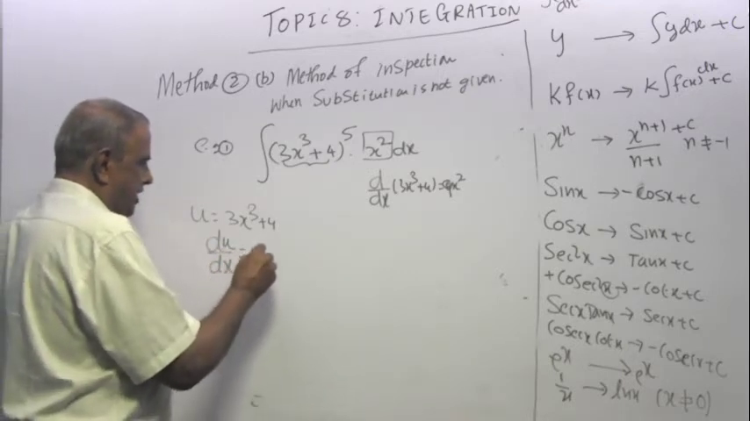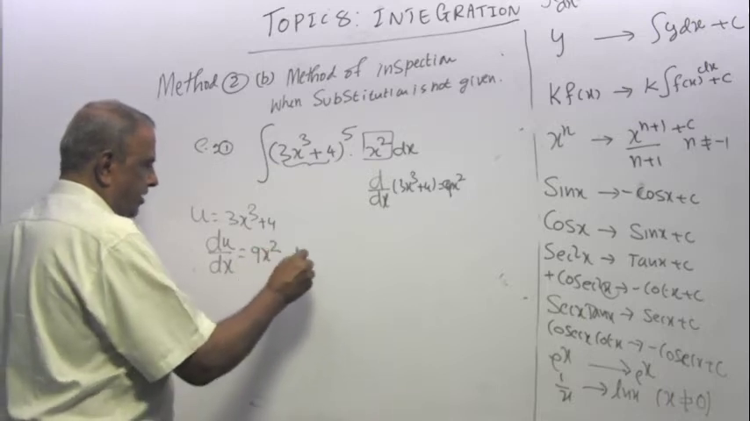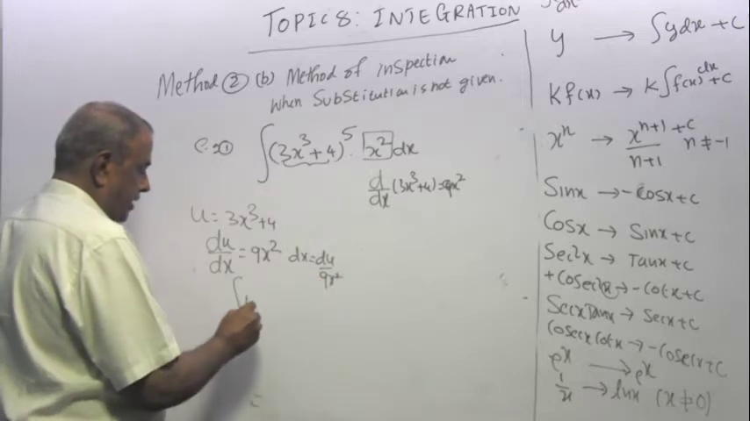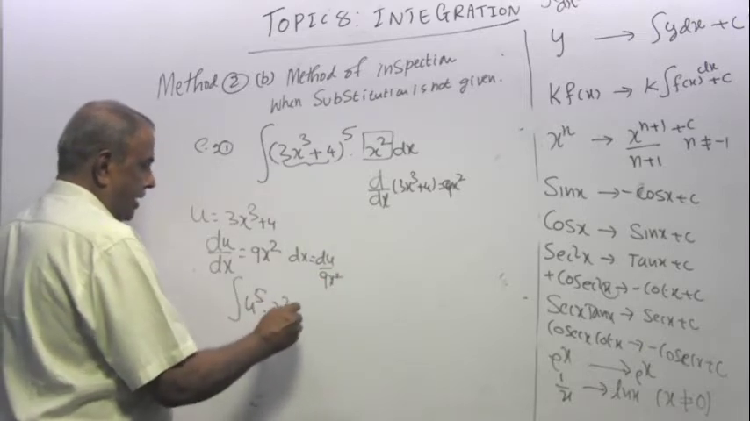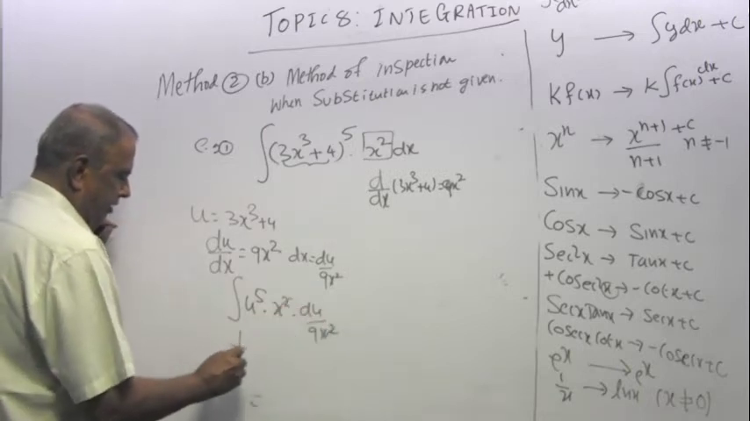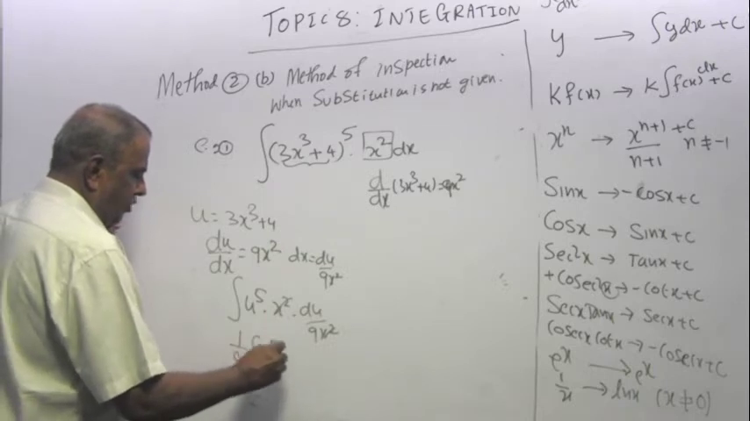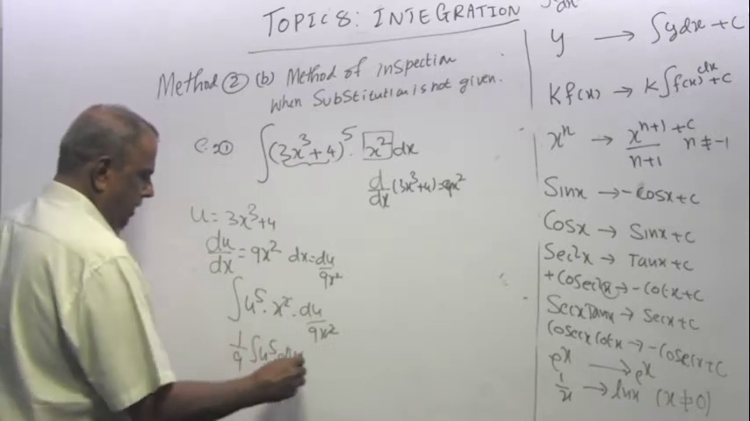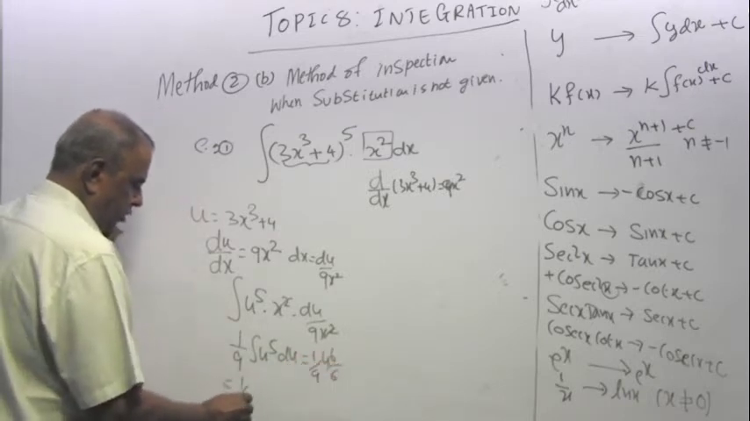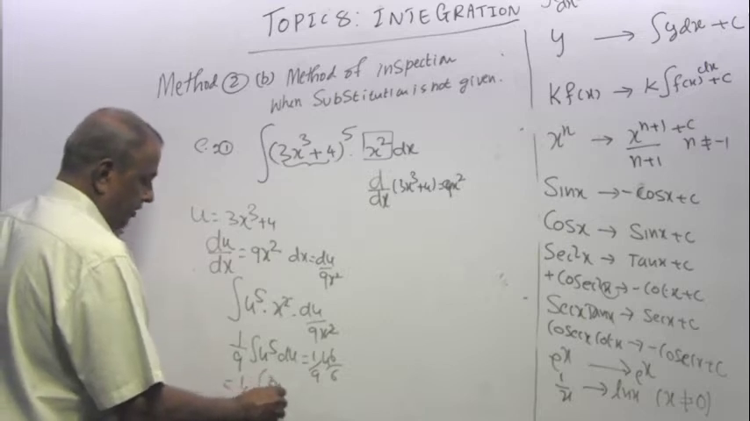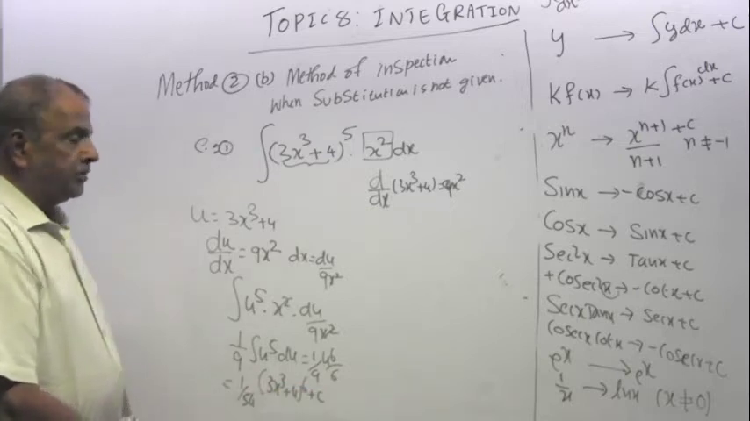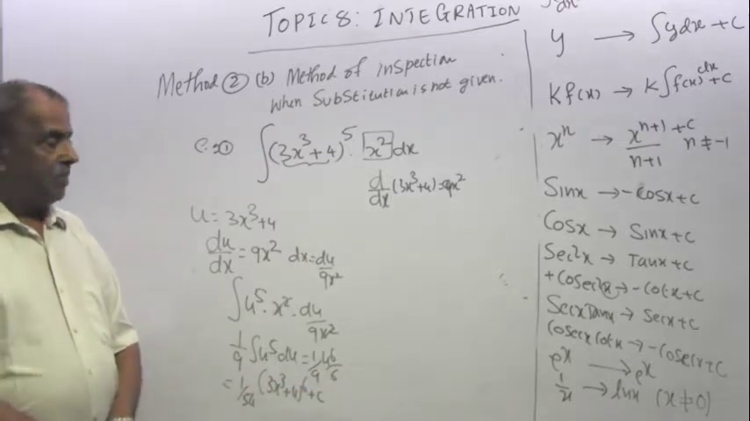So there's no problem. It's 9x squared. So dx equals du over 9x squared. So the integral of u to the power 5 times x squared times du over 9x squared. The x squared cancels. 1/9 integral of u to the power 5 du, which is 1/9 times u to the power 6 over 6. So 1 over 54 times (3x cubed plus 4) to the power 6 plus c. This was the method we did in the last lesson.